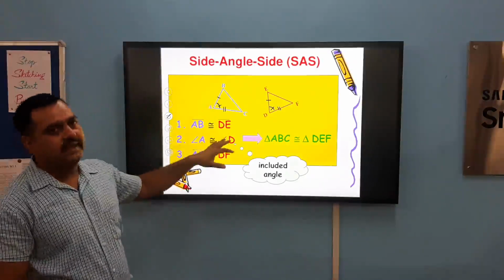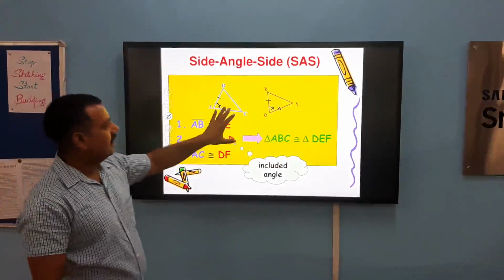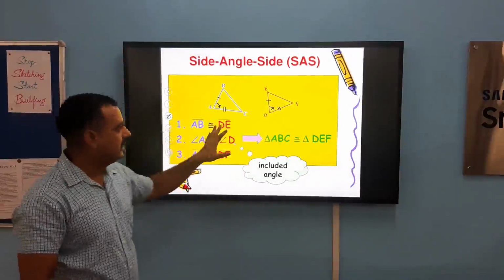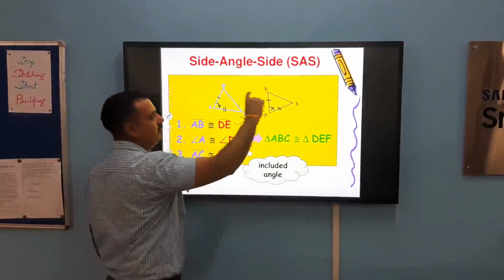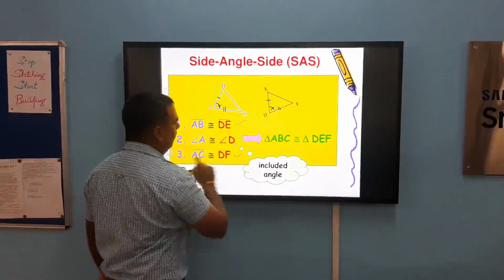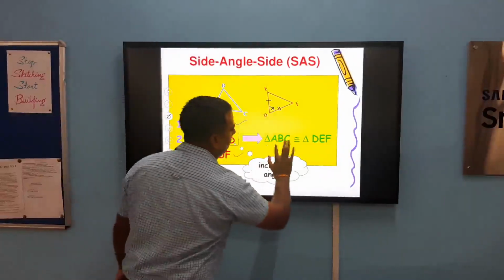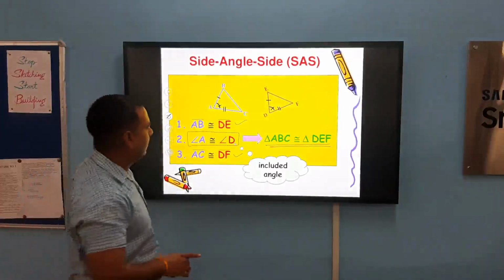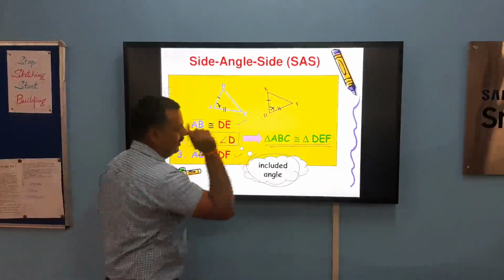Now the other criterion is side, angle, side, SAS. Here we take again two triangles, triangle ABC and triangle DEF. In these two triangles, if side AB is equal to side DE, side AC is equal to side DF, and angle A is equal to angle D, then the triangles are said to be congruent. But here one thing we must remember: the angle which is equal must be the included angle.